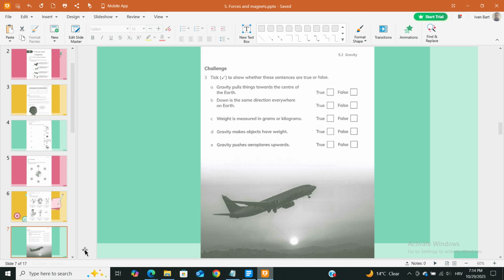5.2 Gravity. A. Gravity pulls things towards the center of the earth. True. False. B. Down is the same direction everywhere on earth. True. False. C. Weight is measured in grams or kilograms. True. False. D. Gravity makes objects have weight. True. False. E. Gravity pushes aeroplanes upwards. True. False.